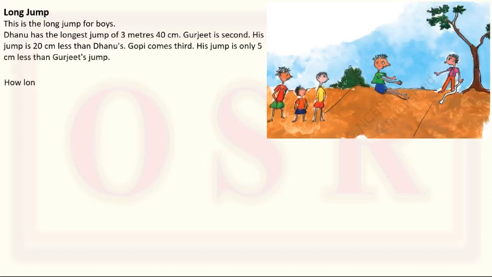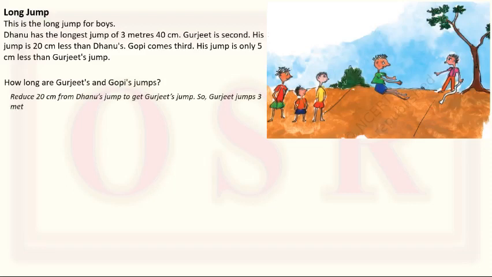Now, how long are Gurjeet and Gopi's jump? You can pause the video here and calculate. Reduce 20 centimeters from Dhanu's jump to get Gurjeet's jump. So Gurjeet jumps 3 meters and 20 centimeters. Now reduce 5 centimeters from Gurjeet's jump to get Gopi's jump. So Gopi jumps 3 meters and 15 centimeters.